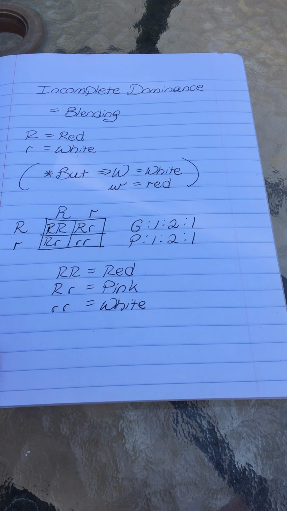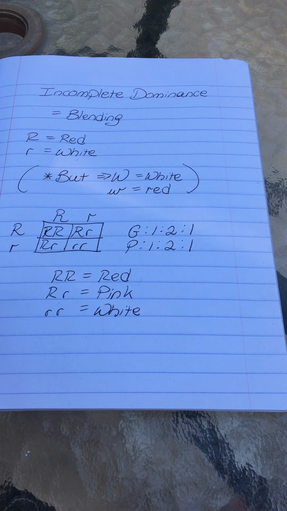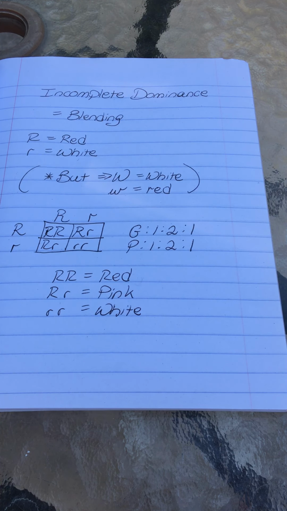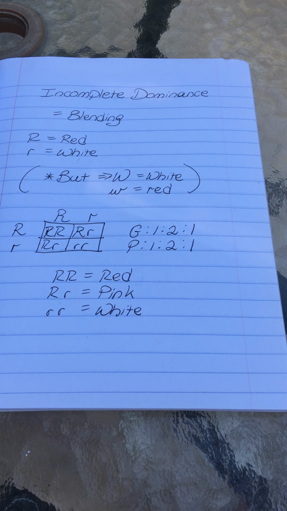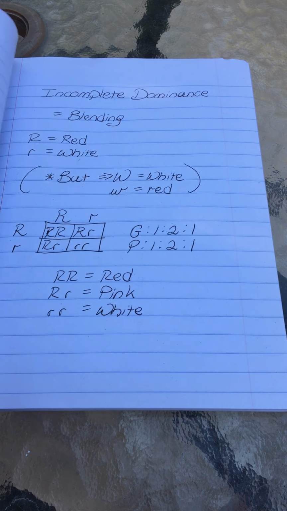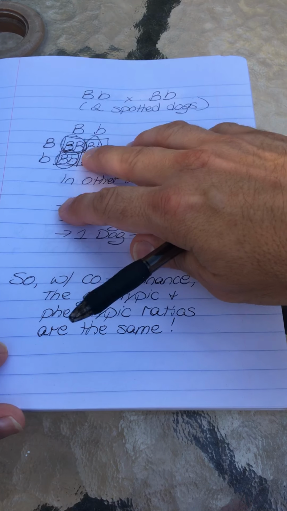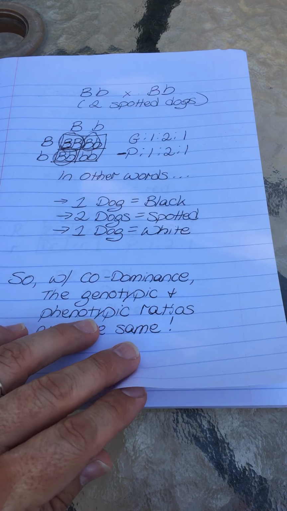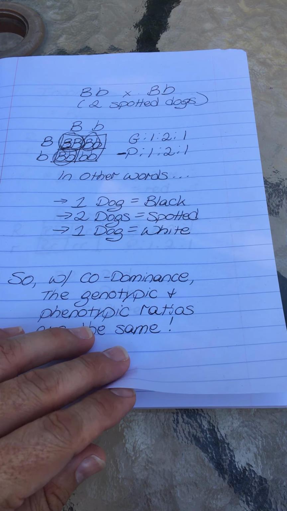Now, incomplete dominance. Take a look here. Instead of having both traits or alleles or genes expressed like white and black spots on a dog, in this case you get a blending. So if we were to use this previous example, of course this was a real life example, guys, but if we said it was incomplete dominance, instead of having a dog with spots, you'd have a gray dog. Does that make sense?